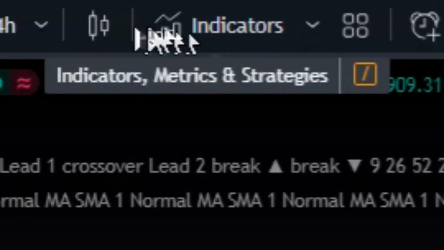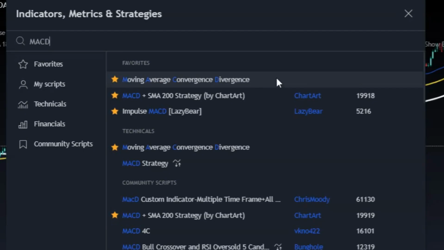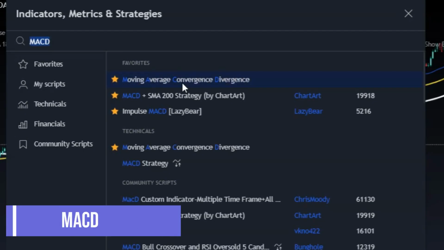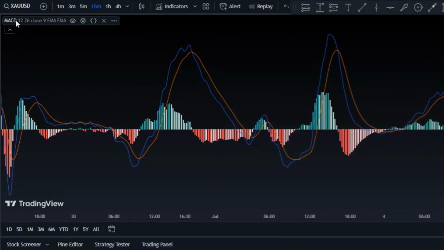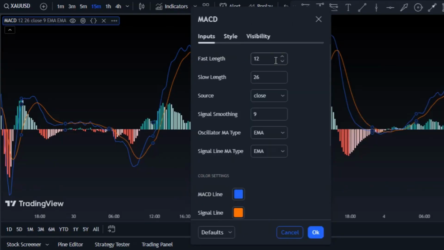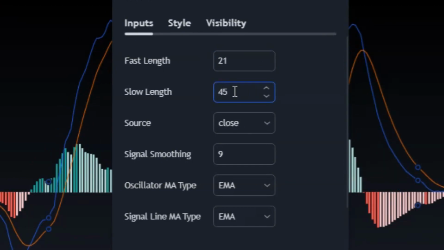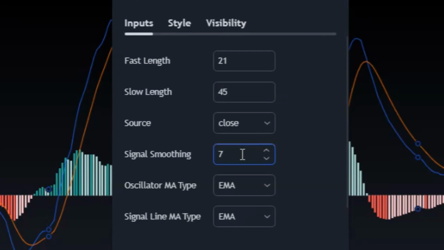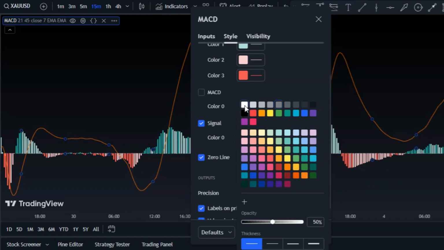To filter out signals that form during market volatility, we can use the MACD indicator. But we have to configure the MACD indicator based on the other 2 indicators. To do that, in the settings and from the input section, change fast length to 21, slow length to 45, and signal smoothing to 7. In the style section, follow the video step by step.